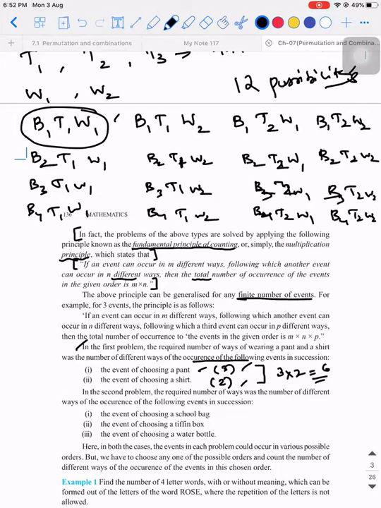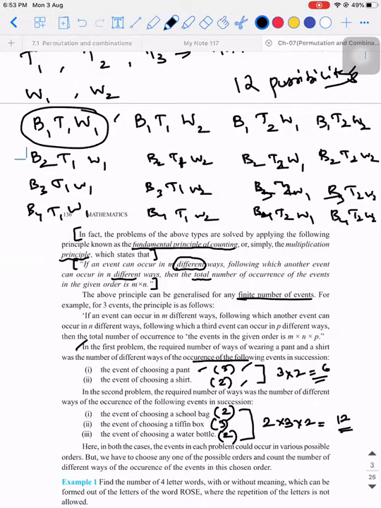Similarly, in the second problem, the event of choosing a school bag could be done in 2 ways. The event of choosing a tiffin box can be done in 3 ways. And the event of choosing a water bottle can be done in 2 ways. So what is the total number of ways? 2 into 3 into 2. But one thing: each event should be done in different ways. Did you underline the word different? Are you guys clear till this point?